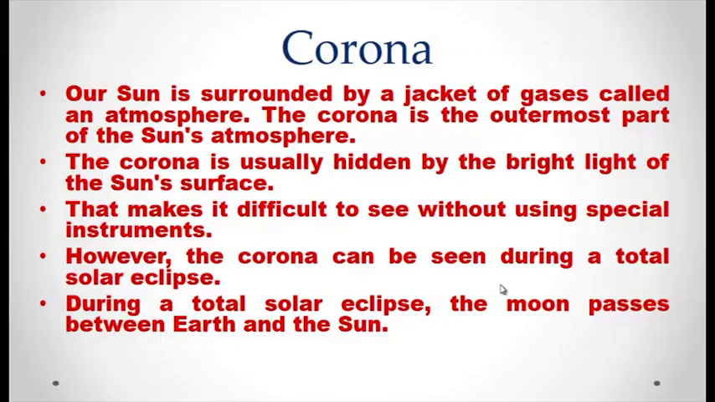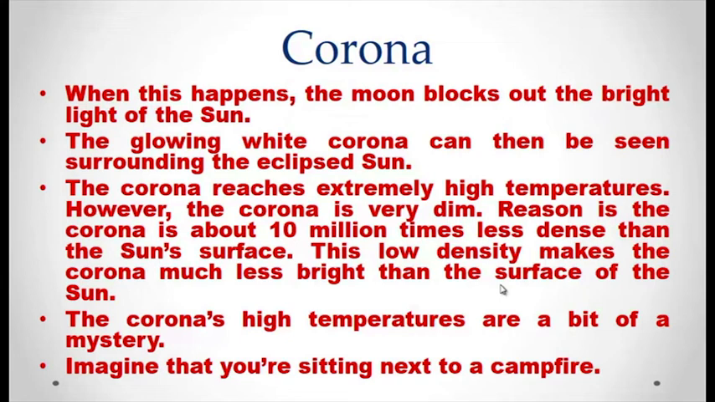When this happens, during a total solar eclipse, the moon passes between the earth and the sun. The moon blocks out the bright light of the sun. So the glowing white corona can then be seen surrounding the eclipsed sun. The corona reaches extremely high temperatures. However, the corona is very dim. The reason is the corona is about 10 million times less dense than the sun's surface. This low density makes the corona much less bright than the surface of the sun.